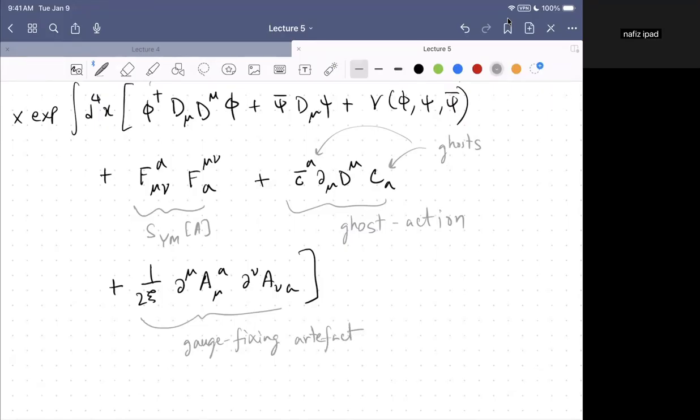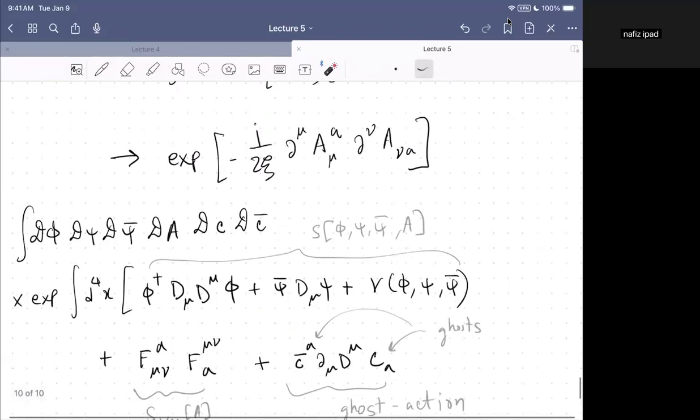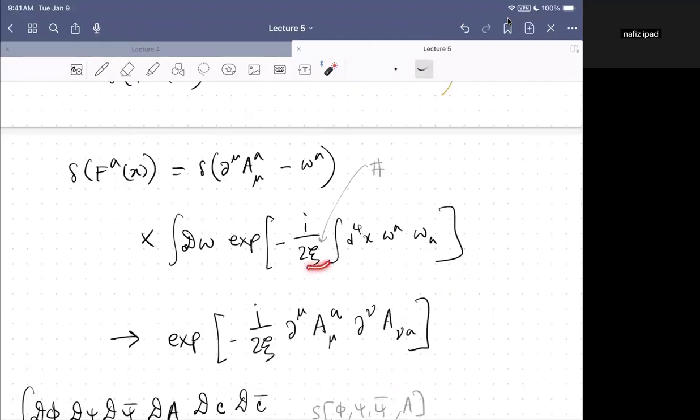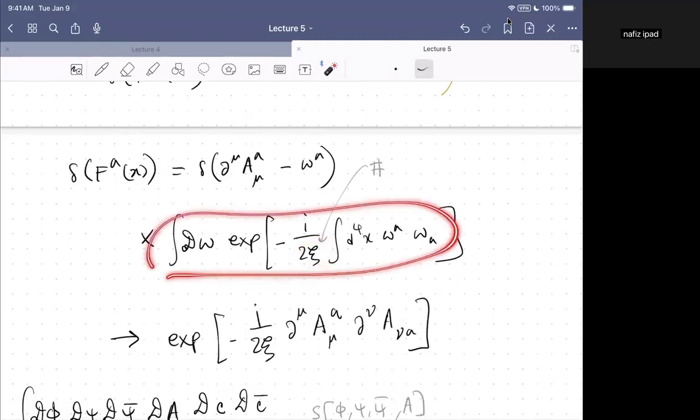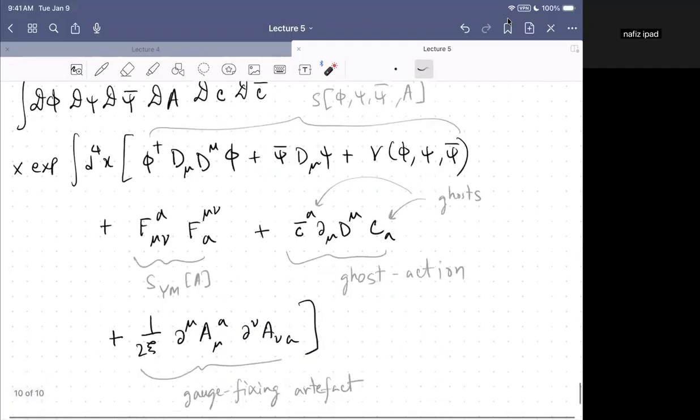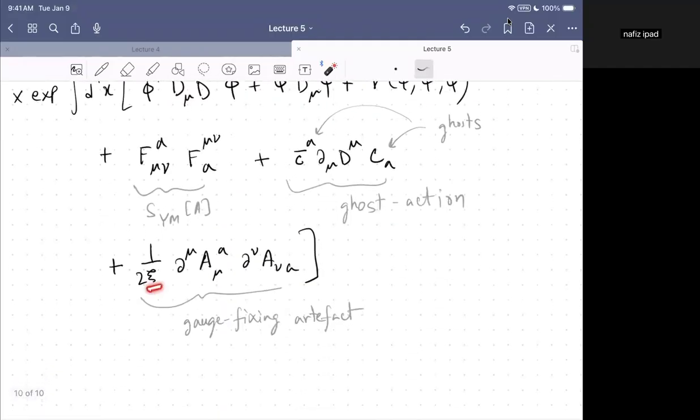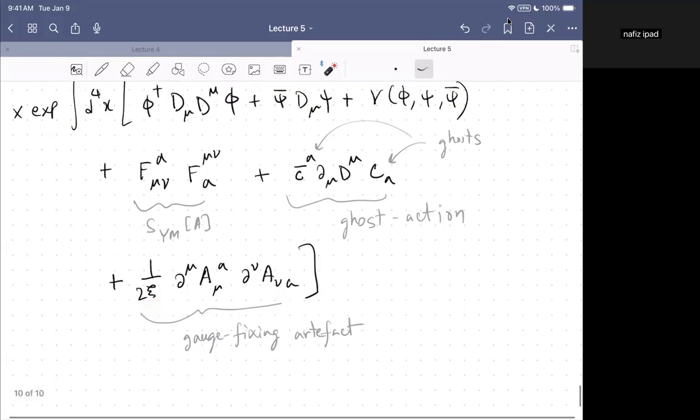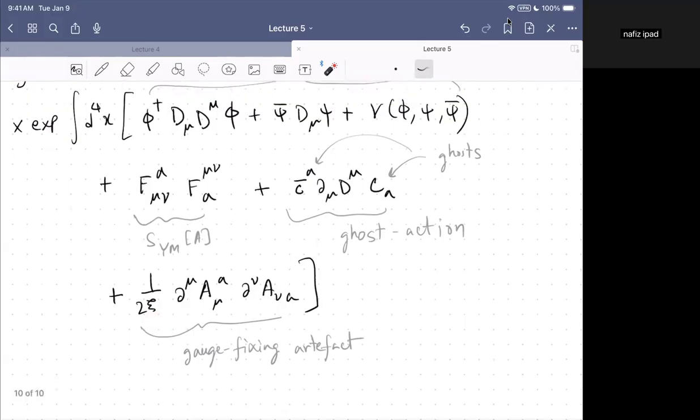Gauge fixing artifact. Okay. And remember that this parameter came from this arbitrary thing that we multiplied our action with and then integrated over omega. So none of the computations that we do should at the end of the day depend on this parameter. So if you compute some scattering amplitude and you find that your scattering amplitude depends on this parameter, well, you made some mistake. Okay.